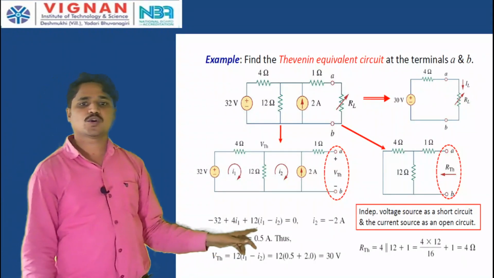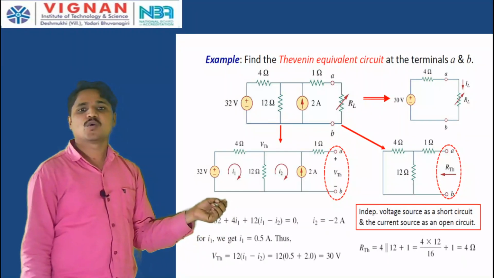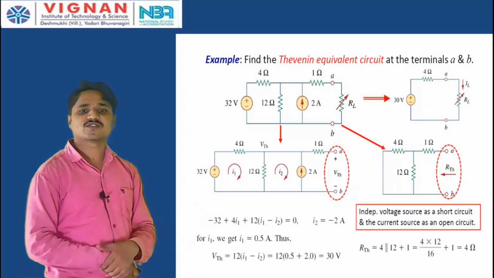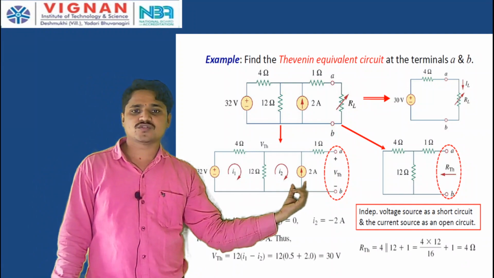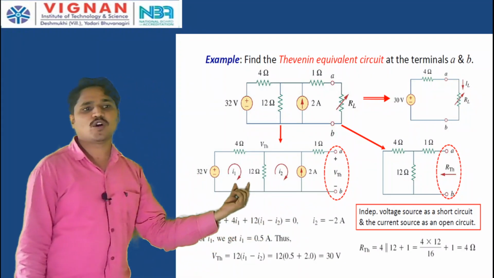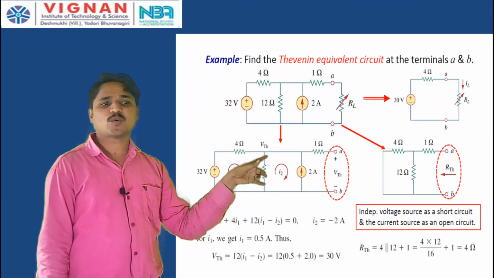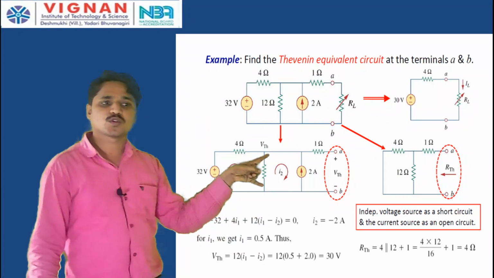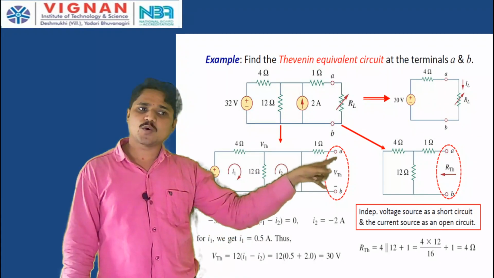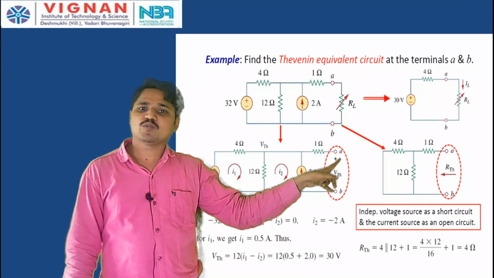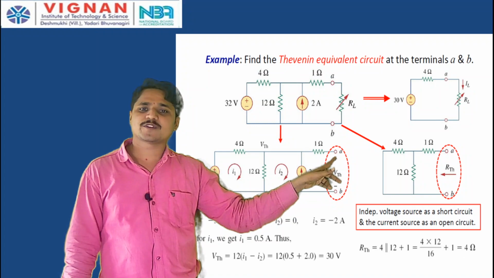So, what is I1? 0.5 amperes. Once you get the 0.5 amperes, then what is V Thevenin? V Thevenin is nothing but, see here, this 2 ampere current source and this 12 ohm resistor are in parallel. Therefore, whatever voltage drops across this 12 ohm resistor, the same voltage will appear across this current source. But what is the voltage drop in the 1 ohm resistor? It is 0 because it is open circuit, the current is 0 in the 1 ohm resistor, therefore the voltage drop is also 0.